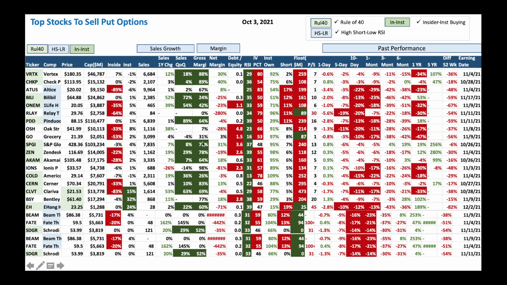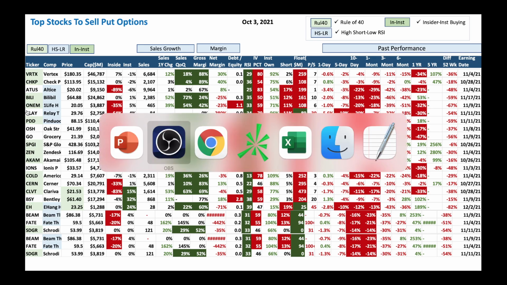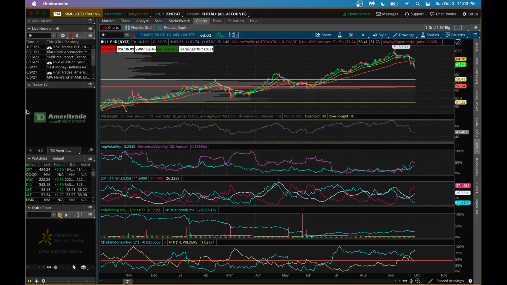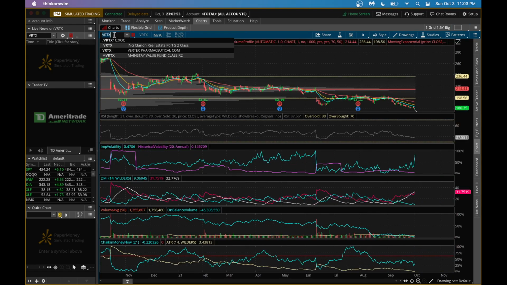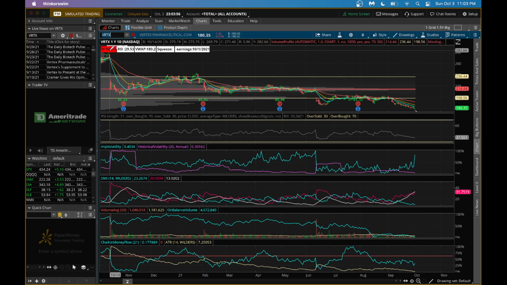So with that, let's hop on to Thinkorswim from TD Ameritrade and see how we can sell a put option and how we can make money with it. So let me hop on to the Thinkorswim platform here. I will say Vertex. So first thing we have to do before we sell a put option, I will close this a little bit.